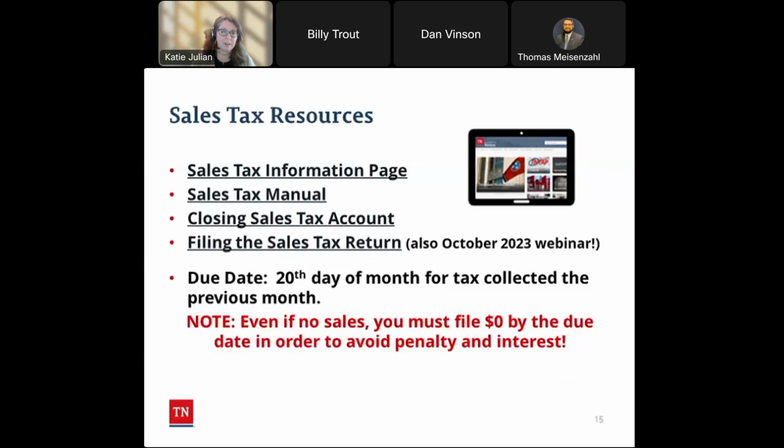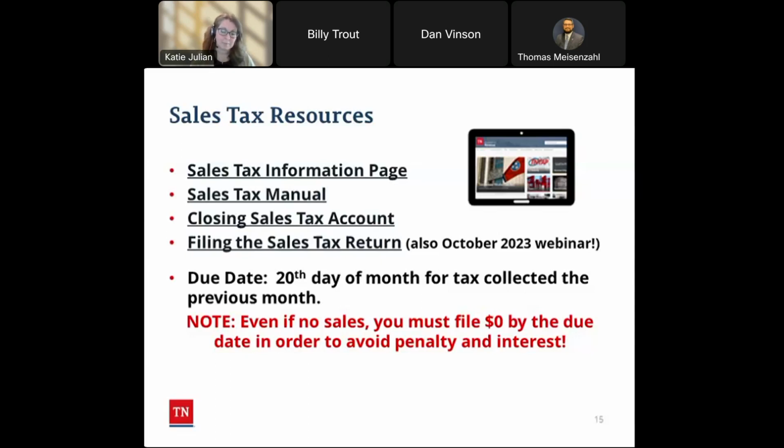We have a link here to some information about filing a sales tax return, but our monthly tax webinar in October is going to be dedicated to this topic, because we have one out there right now, but it was a couple years ago and there have been some changes. Actually, there's usually changes every year to the sales tax return. So we'll be redoing and updating that webinar coming up in October.